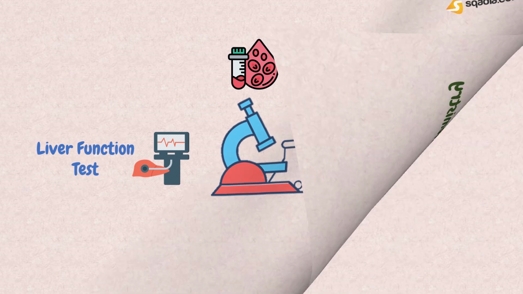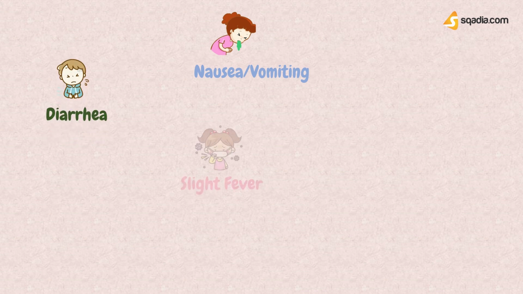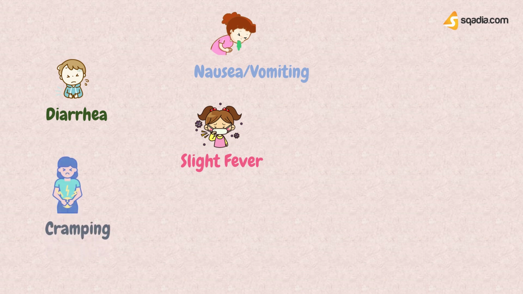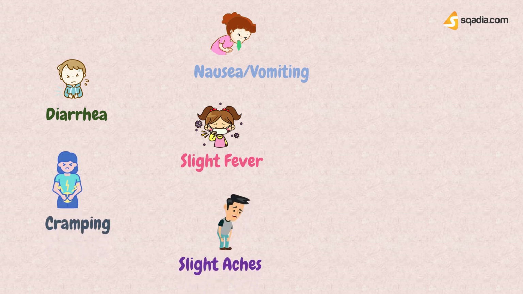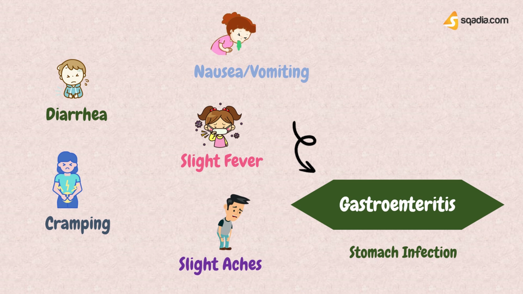Now, what can cause abdominal pain in children, and what is typical for each cause? Well, there are different causes of abdominal pain in children that you should be clear about. Firstly, if the patient shows symptoms like nausea, vomiting, diarrhea, slight fever, cramping, and muscle aches, then this might give you an indication that the patient has gastroenteritis.